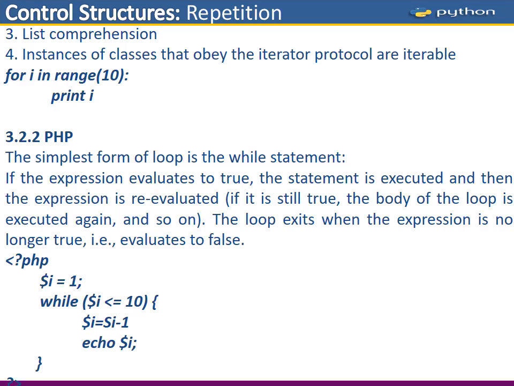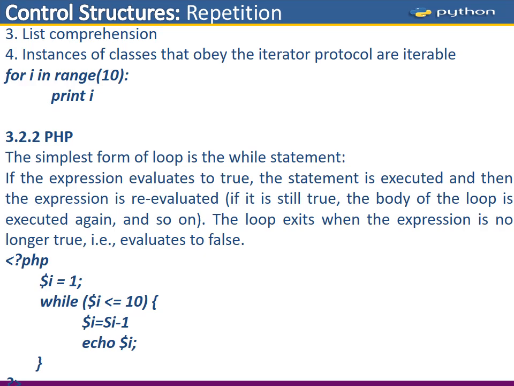We see this short example code: for i in range(10), print i, and we are done with the Python while and for statement loops. So we'll go to PHP. We'll be comparing the PHP while statement and for statement with those of Python.